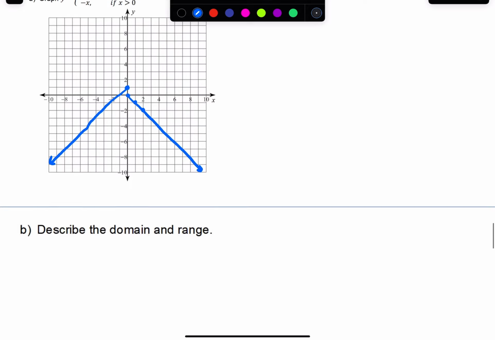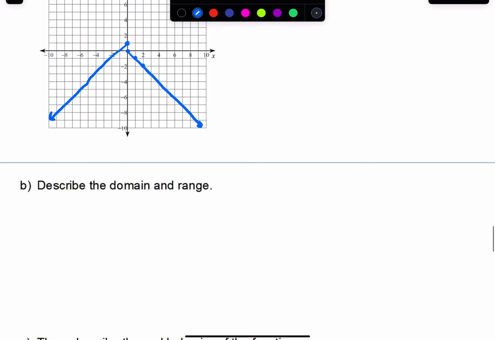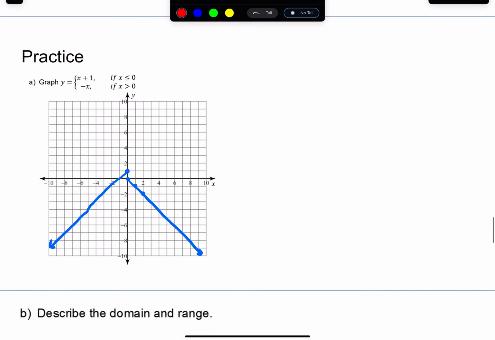Alright, describe domain and range. So looking here, if I take my laser pointer, or you take your pencil, and you trace from left to right. Oh, let's go back. I made a mistake. Hopefully you caught my mistake. I should have, on my second equation, since it doesn't have an equal to sign, that should be an open circle. I hope you guys caught that.